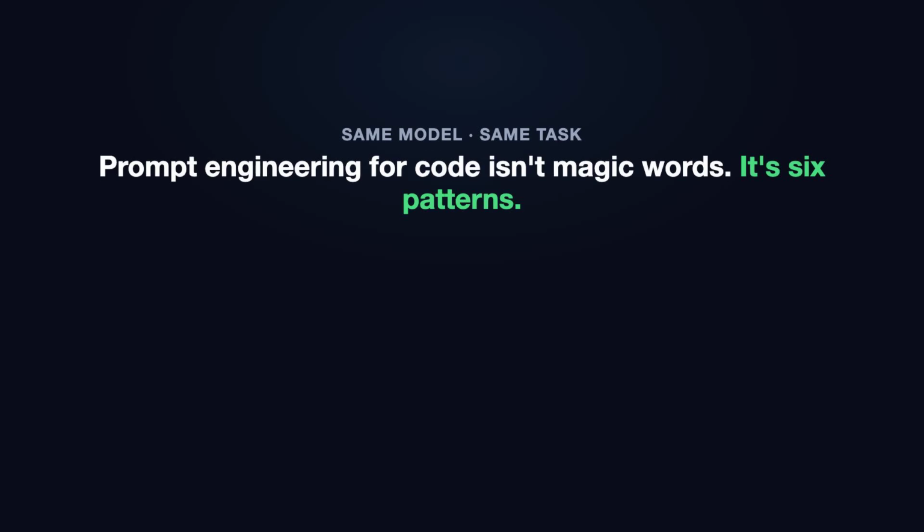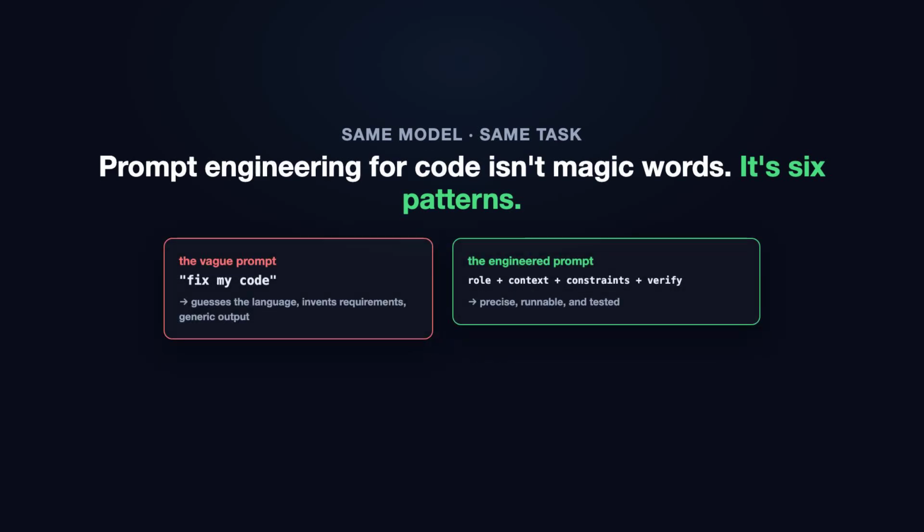Prompt engineering for code isn't a bag of magic words. It's 6 repeatable patterns, and once you see them, you can't unsee them. Watch what happens when I ask a model to, quote, fix my code. It guesses the language, it invents requirements, and it hands back something generic.